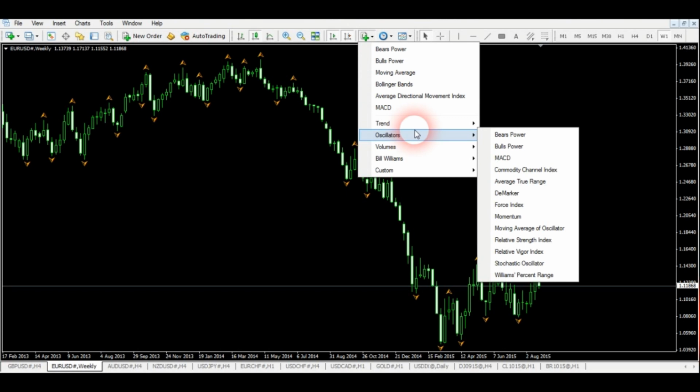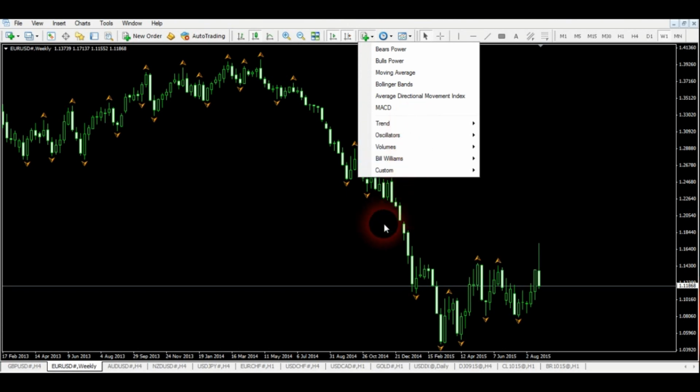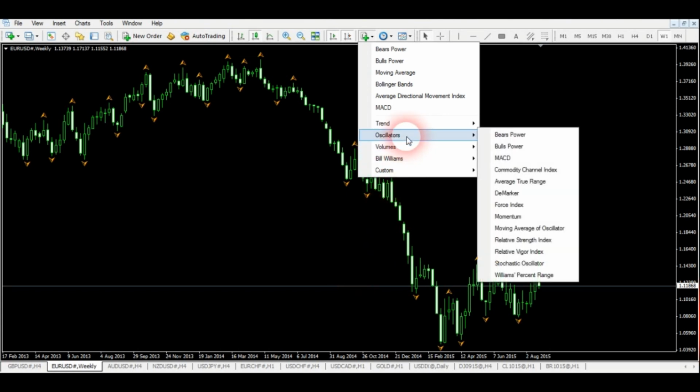Another indicator is momentum. Momentum is like the CCI.